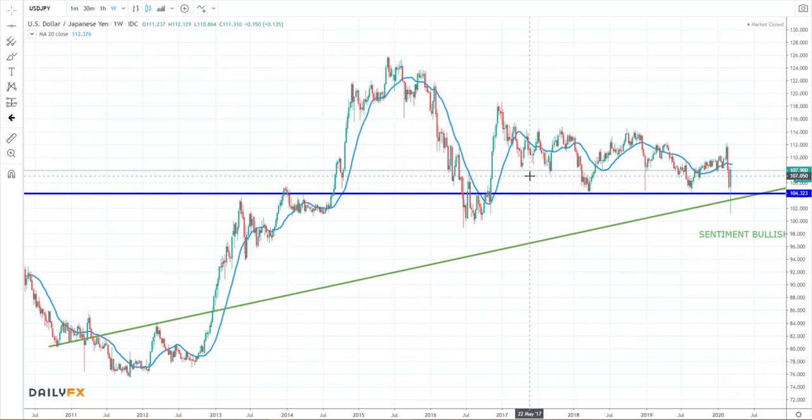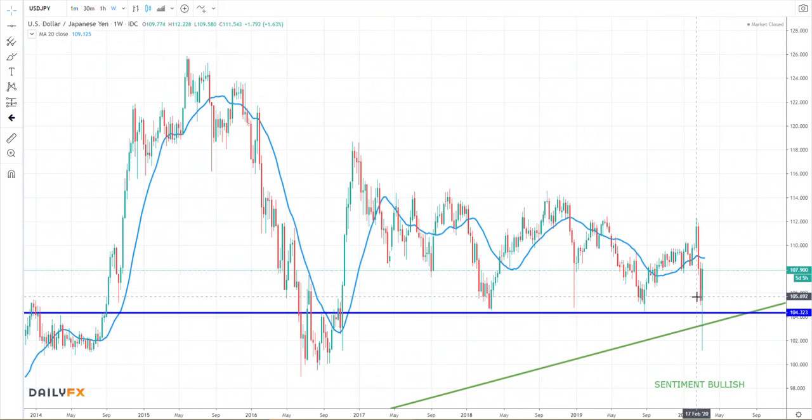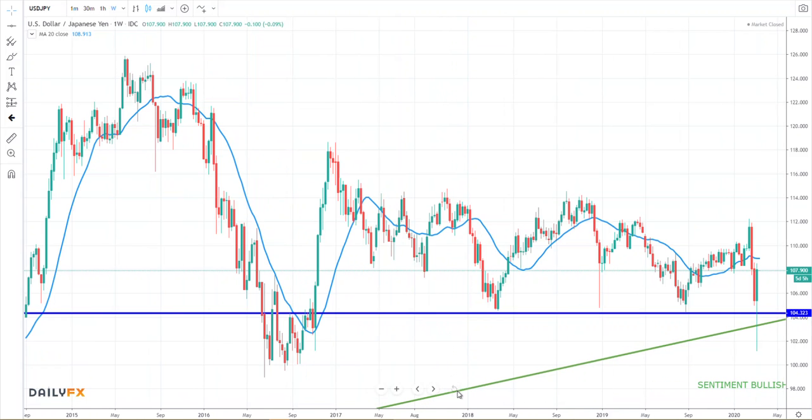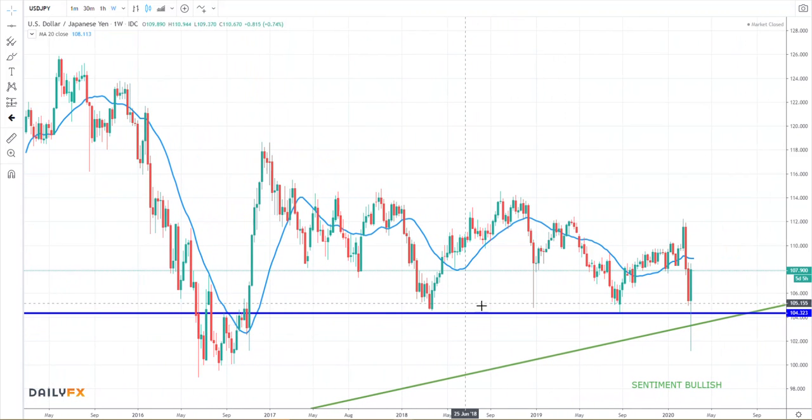Price has been sitting above the 104 yen mark for a while, and then we see last week's price action really prove that. Price stabbing below that all the way down to almost about 106, and then the body of the candle closing above the 104 line, proving support once again. So 1, 2, 3, 4 touches, which is very, very bullish.